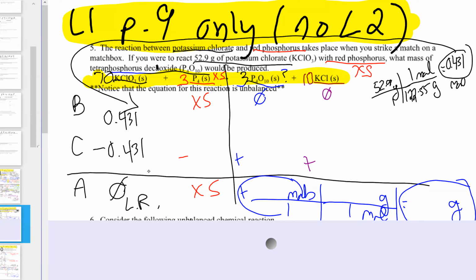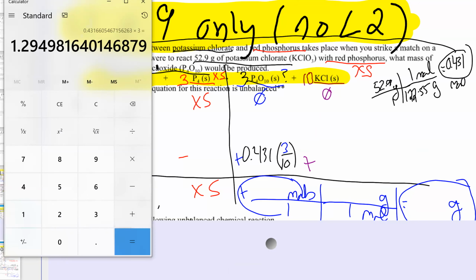They didn't ask me anything about this, so I'm just going to skip it. What they wanted to know about was the one product, the tetraphosphorus decoxide. How much of that will I be creating? I'll be creating that 0.431 times the ratio of the unknown to the known, and I'm pulling that mole ratio out of the balanced chemical equation. So we take our number times 3 over 10. Take your calculator, times 3, divide by 10. We end up with 0.129 moles.